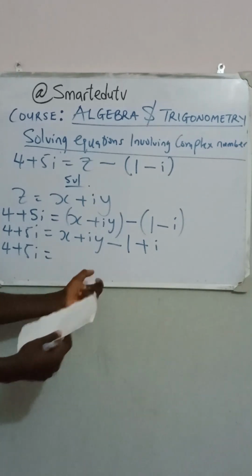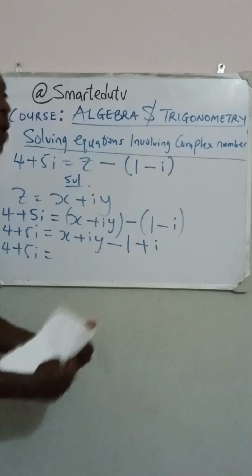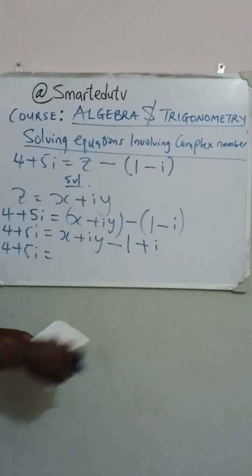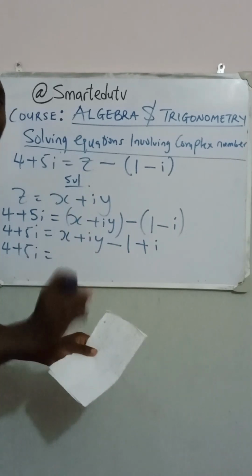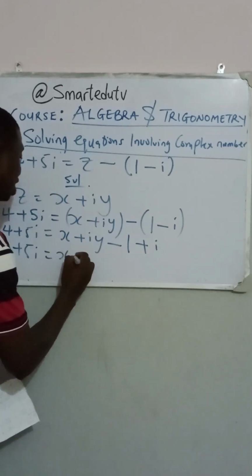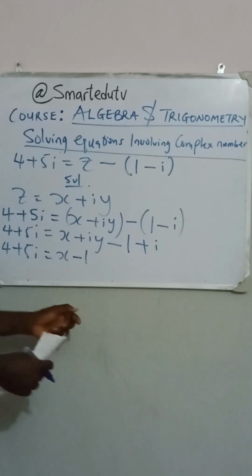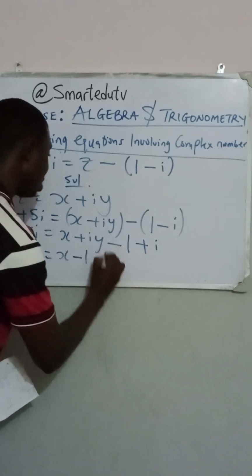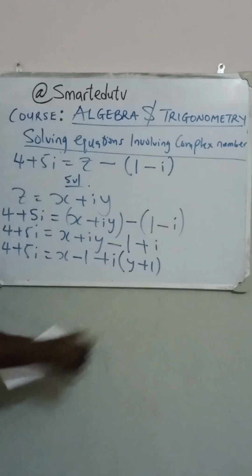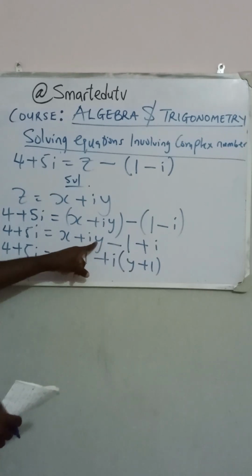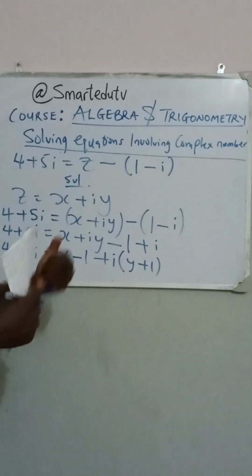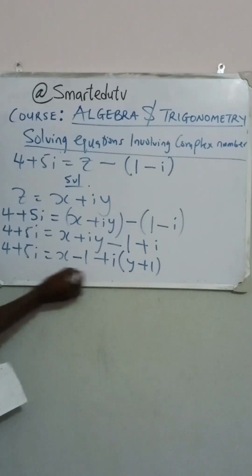So I want to collect like terms in such a way that the real parts are classed together and also the imaginary parts are classed together. For the real part, those parts that don't contain I are x and minus 1, so I'm having x minus 1. For the imaginary part, those parts that contain I: plus I into y plus 1, since I factorized out I, so I'm having y here and I'm left with 1 here.